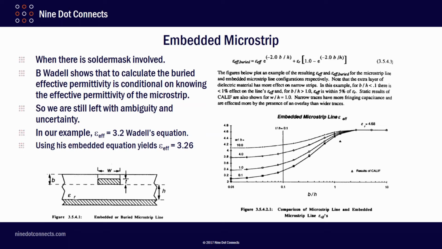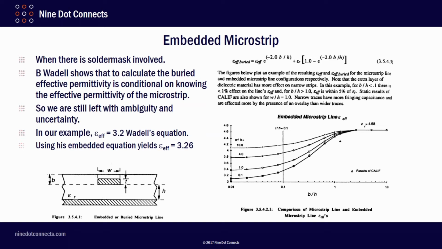When that solder mask is involved, what else shows that calculating the buried effective permittivity is conditional on knowing the effective permittivity of the microstrip? Well, as we've demonstrated already, we have quite a bit of ambiguity and uncertainty in those numbers. So in our example, when we used Waddell's equation, we came up with a microstrip effective permittivity of 3.2. His equation shows that the new effective permittivity that's buried is 3.26, which is higher.